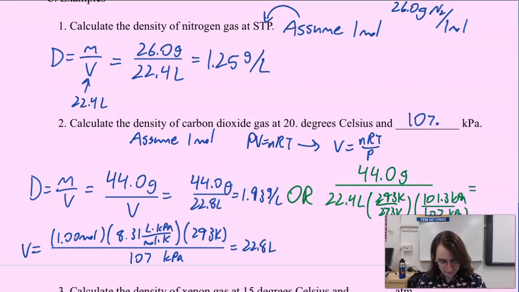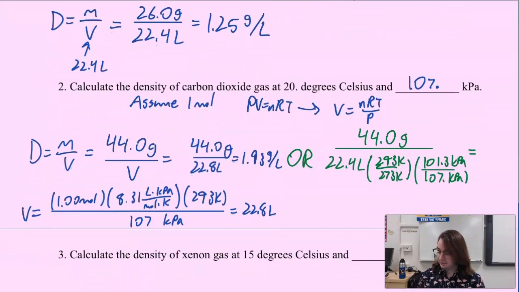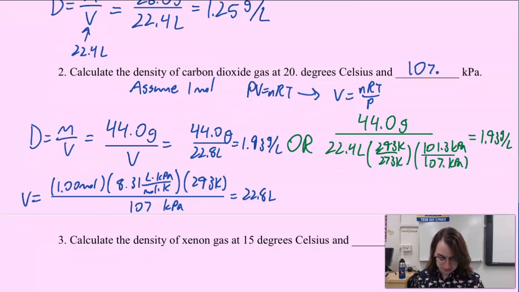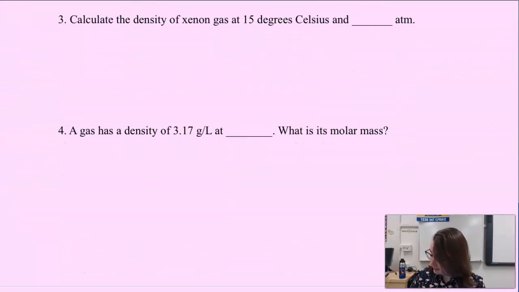And I bet you that if you plug that into your calculator, you should still get 1.93. So it just depends on the way that you're comfortable with. You could really do it one way or the other. So that's how you do it. Let's try a little bit on our own here, and then we can go from there.